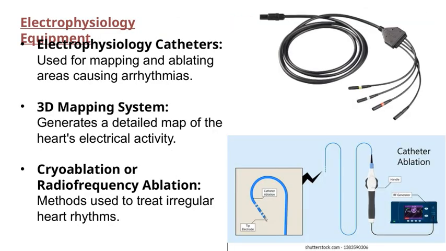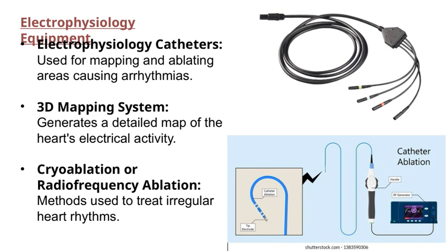Now, let's take a closer look at the electrophysiology equipment we use during these procedures. First, we have the electrophysiology catheters. These are specialized tools that help us map the electrical activity of the heart and target specific areas causing arrhythmias for treatment. They are essential for precisely locating the problem spots. Next, we use a 3D mapping system. This technology creates a highly detailed, three-dimensional map of the heart's electrical signals. It's like having a GPS for the heart's electrical pathways, which greatly improves our ability to identify abnormal areas accurately.